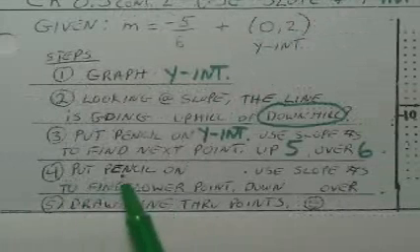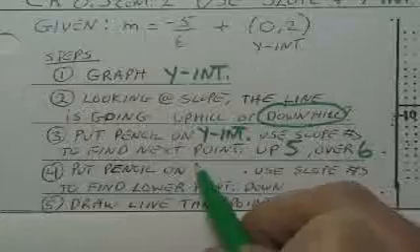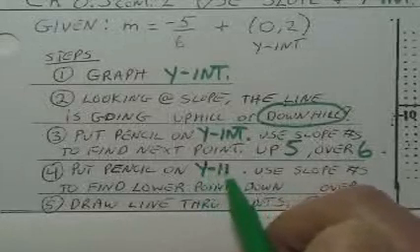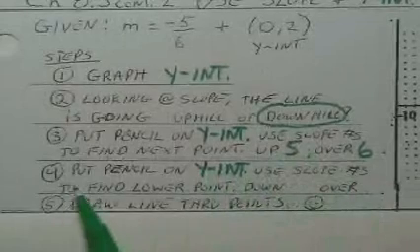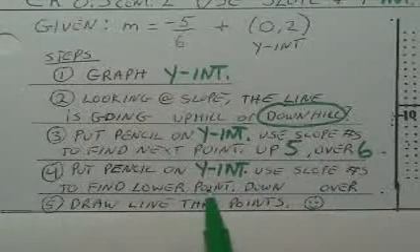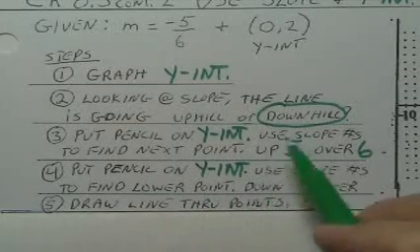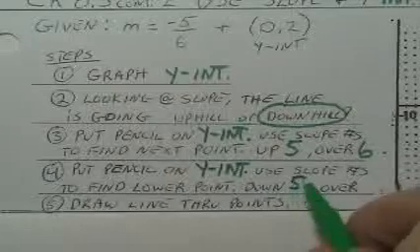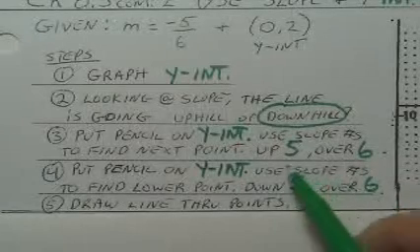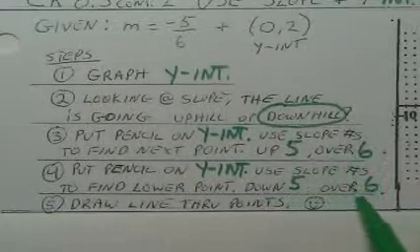Okay, now I'm on step 4. Step 4 says, put the pencil on the Y-intercept again and use the slope numbers to find the lower point. And we're going to use the same numbers. We're going to go down 5 by the slope, 5/6. See, we went up 5 over 6. Now we're going to go down 5 and over 6.